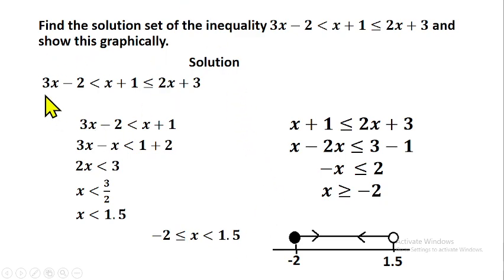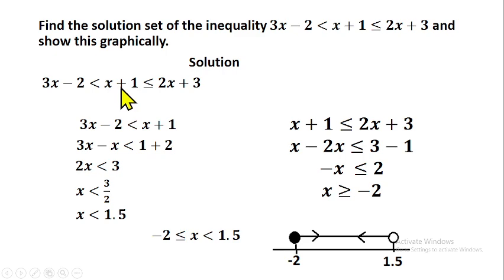So the first statement, you have 3s minus 2 less than s plus 1, which is this one. Then from there, you can collect like terms. You have 3s minus s less than 1 plus 2. So 3s minus s will give us 2s, and 1 plus 2 will give us 3. So we have 2s less than 3. Then we can divide both sides by 2. We have s is less than 3 over 2, which is s is less than 1.5.